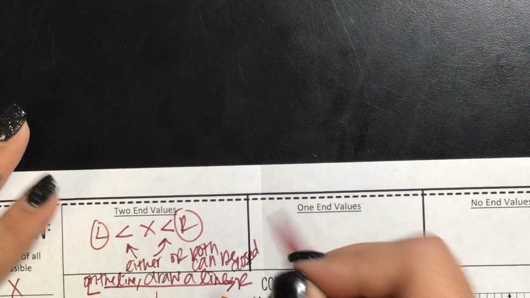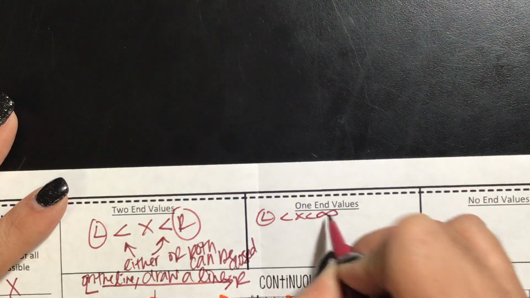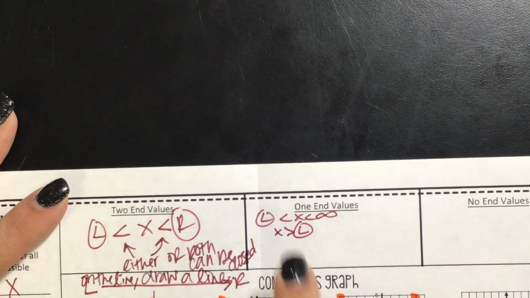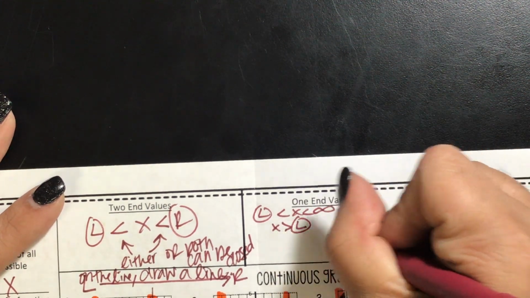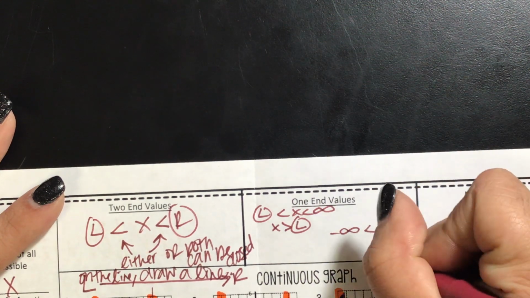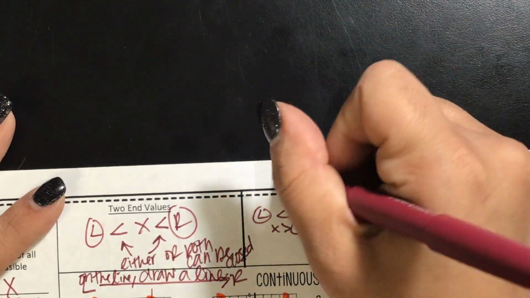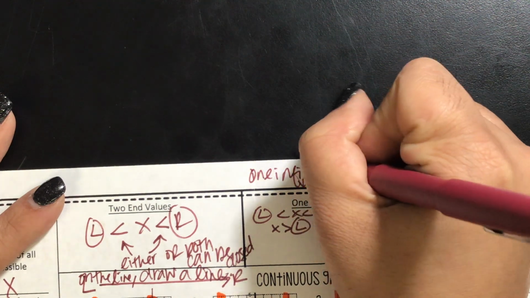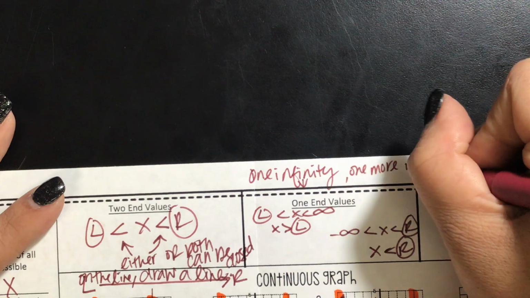So when we are doing this, we're going to have two different options when you have one end value. This is when you have your left number, or when you have your right number, it's going to look something like this. And I want you to write yourself a reminder. 1 infinity, one more way to write.